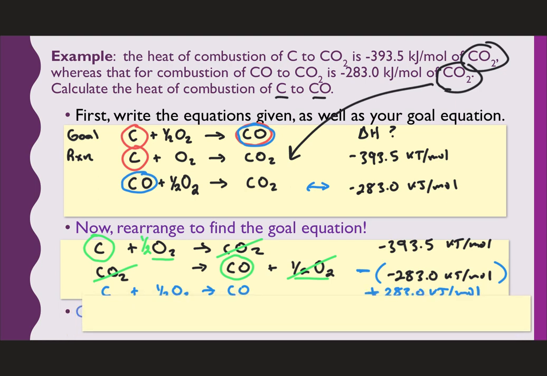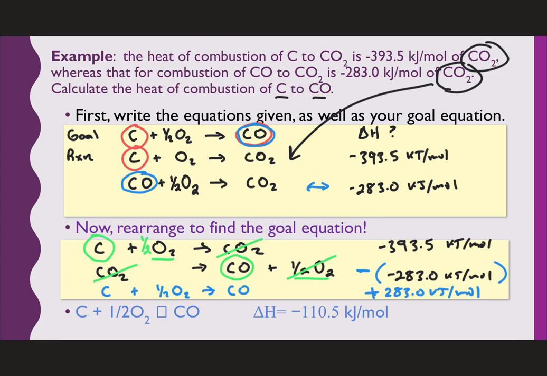So in this case, our goal reaction ends up being negative 110.5 kilojoules per mole. This process is exothermic, whereas the first example we did on the last slide was endothermic.